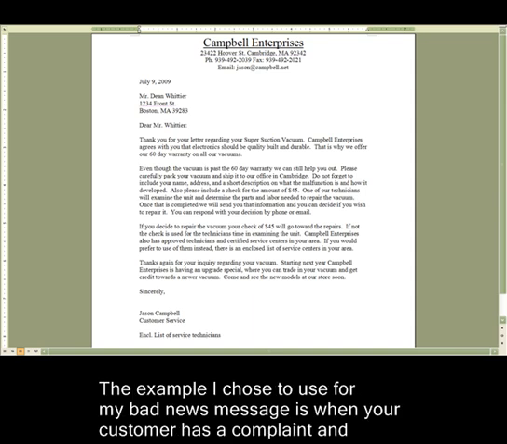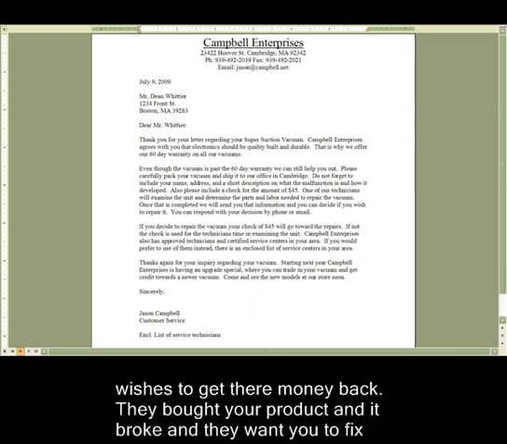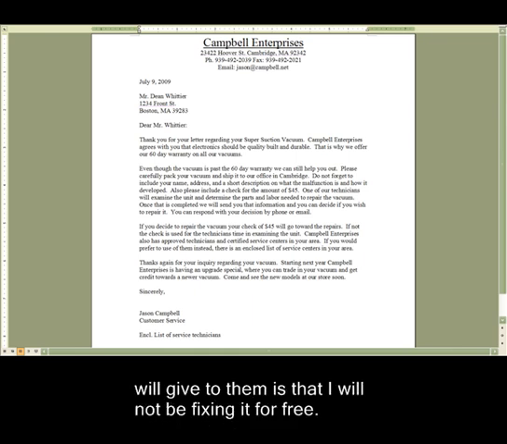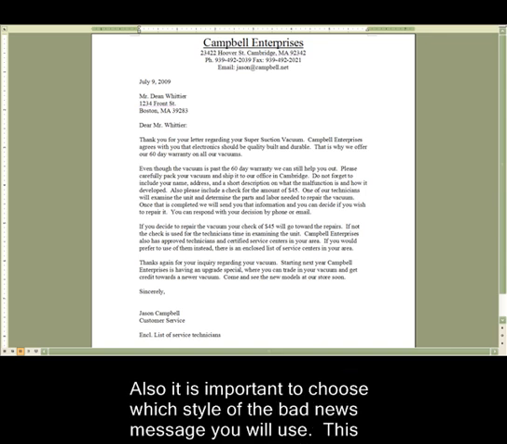The example I chose to use for my bad news message is when your customer has a complaint and wishes to get their money back. They bought your product and it broke and they want you to fix it for free. The product they bought from you is a vacuum cleaner. The bad news that I will give to them is that I will not be fixing it for free.